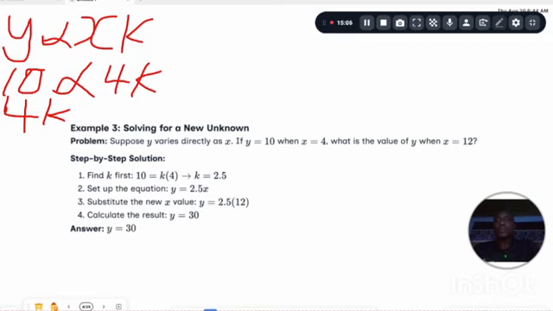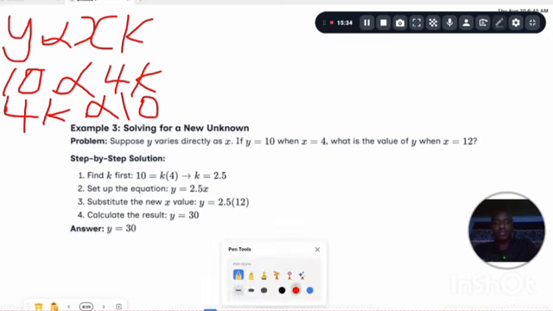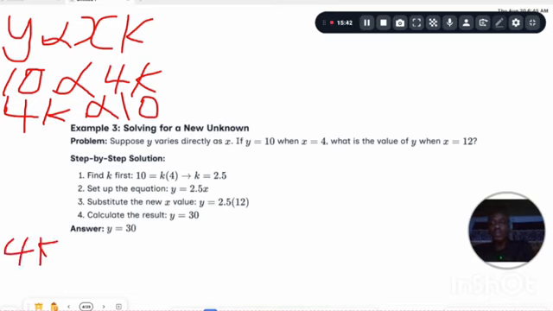So 4k varies directly as 10. Then I change this sign to 4k. Sorry. So I change the sign here. Okay, let's proceed. I'm just trying to change it. So we're having 4k equals, I'm changing the sign now to equals 10.